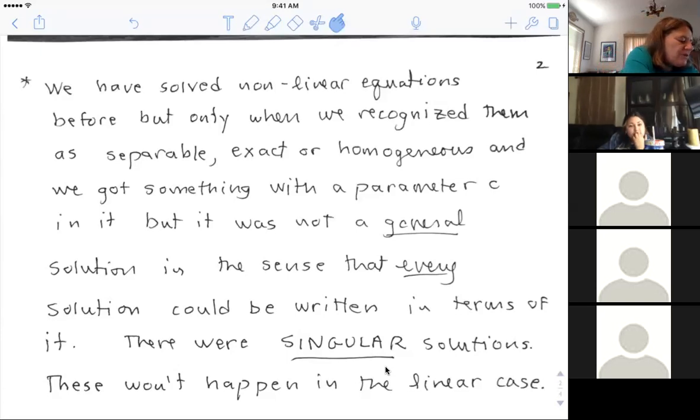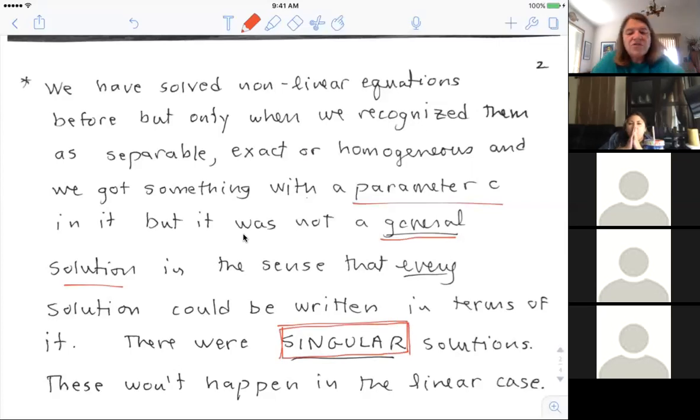But what happened when we solved those is we got some kind of parameter c in it when we added c, when we integrated or whatever. But what you got was not a general solution in the sense that every solution could be written in terms of it, okay? So in other words, for the proper C and the combination, you could get a solution. What we found out, and this is going way back, was that we had singular solutions. And singular solutions were solutions that were sort of outside the general look of things. In other words, I might have something with C in it, but I could see something was a solution, but I couldn't find a C that would make it that.